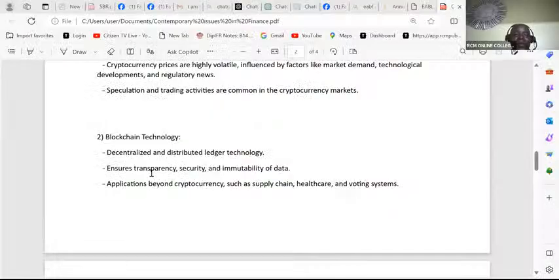But in Africa, of course, as we are told, we are third world. We are not using our skills very well. We are not even investing in research and development. We are not in R&D. We are not yet there. But we shall overcome. Don't worry. We shall overcome. It ensures transparency, security, and the immutability of data. Applications beyond this, such as supply chain, healthcare, and the voting systems.